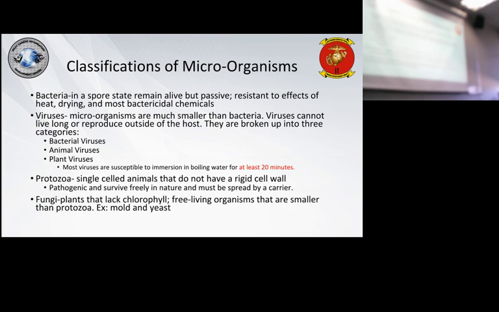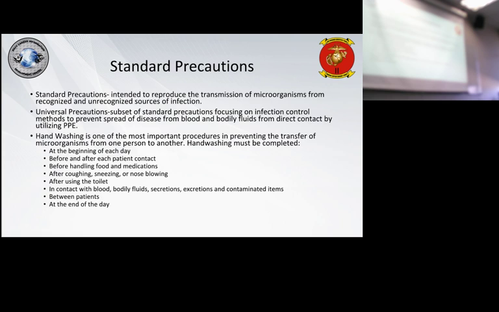Protozoa, single-celled animals, fungi, or plants that lack chlorophyll, like mold and yeast. Standard precautions are intended to reduce the transmission of microorganisms from recognized and unrecognized sources of infection. Universal precautions are a subset of standard precautions focusing on infection control methods to prevent the spread of disease from blood and bodily fluids and from direct contact.